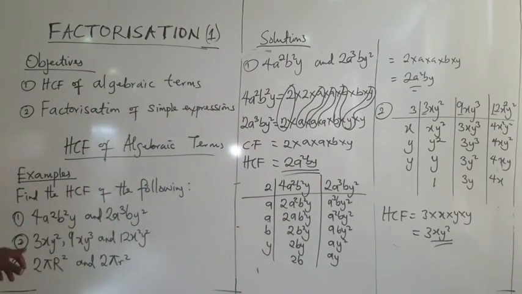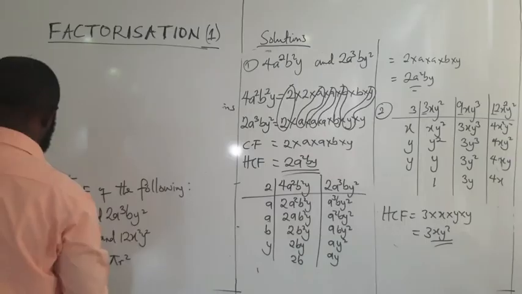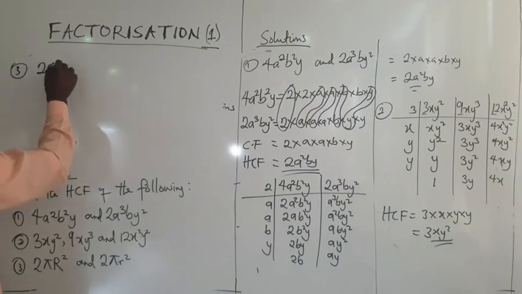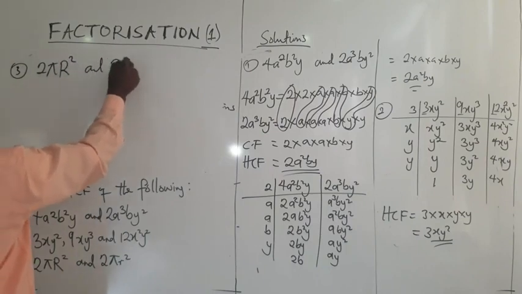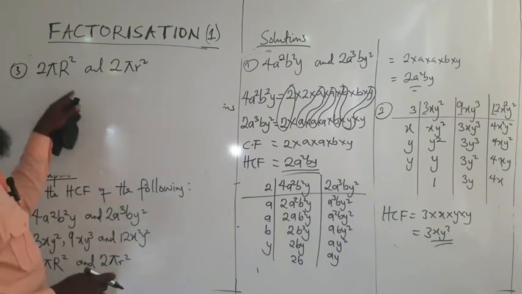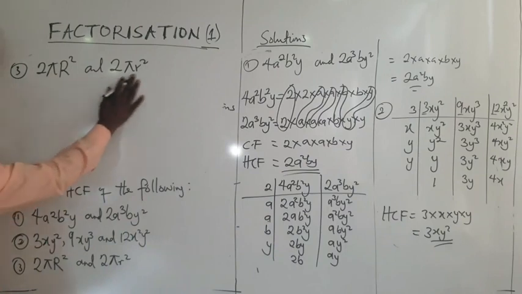So let's look at the third example here. The third example, we have 2 pi r squared, and then pi r squared. So the r's are not the same. So don't make the mistake, the r are not the same.